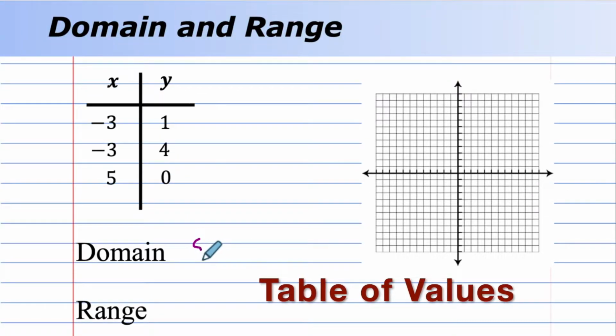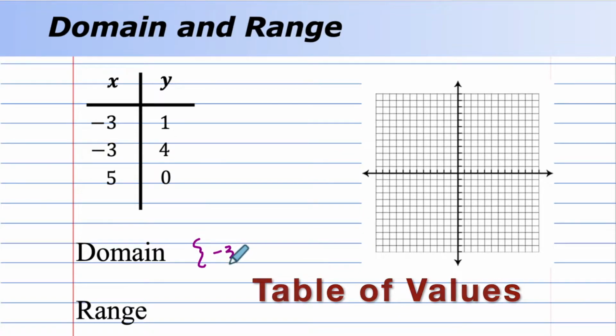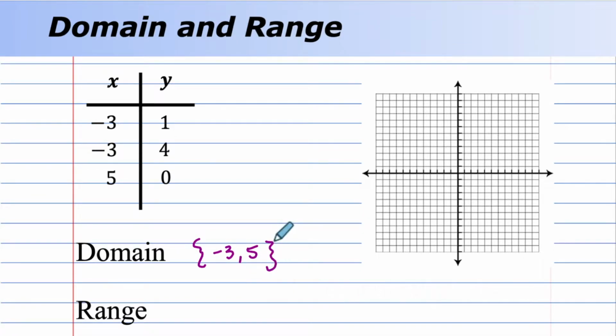Domain we list as -3 and 5. Range we list as 0, 1, and 4. If you notice, I've been using squiggly brackets. That means the set. And I'm giving you the heads up here. Set notation looks like this.